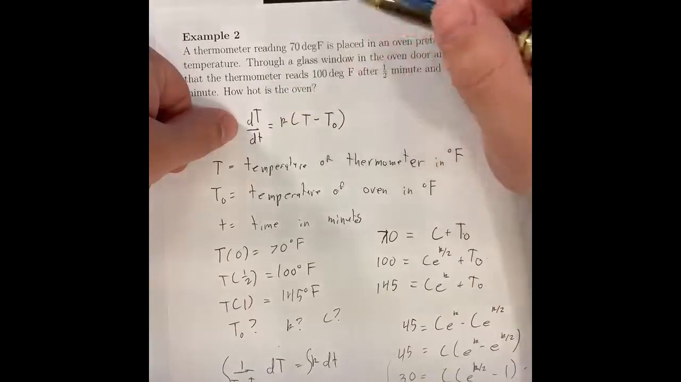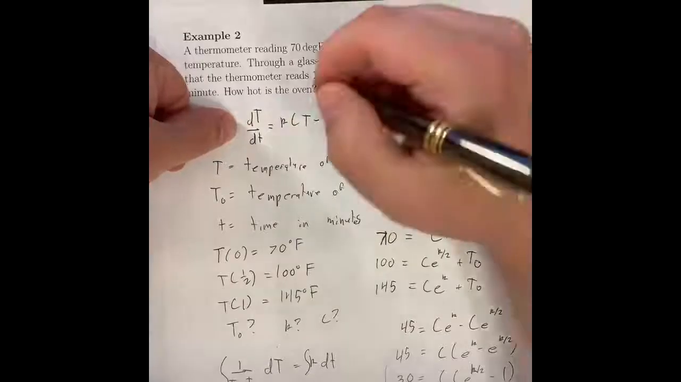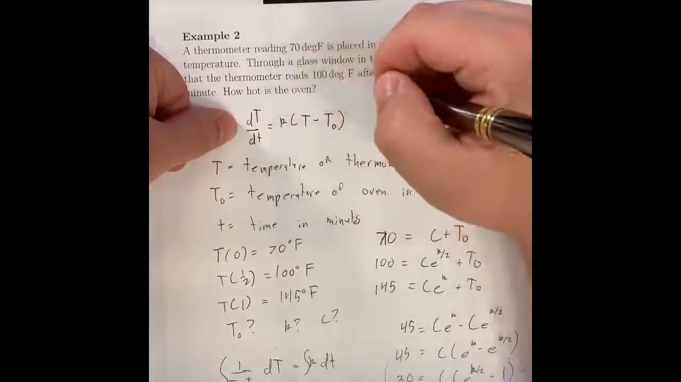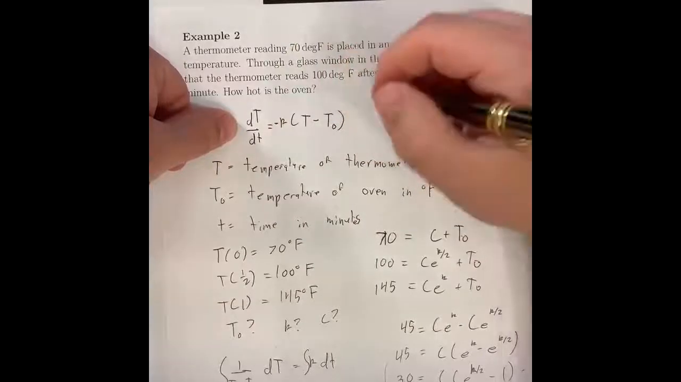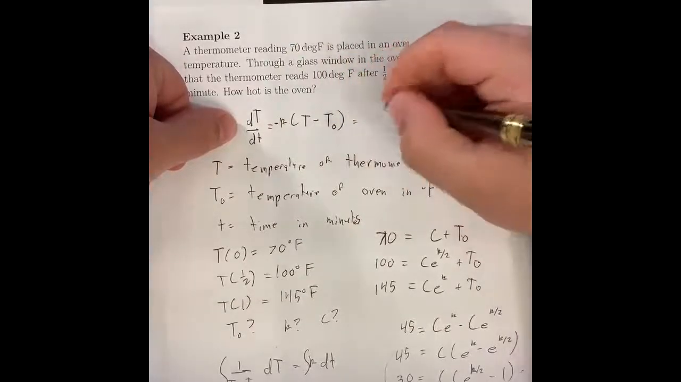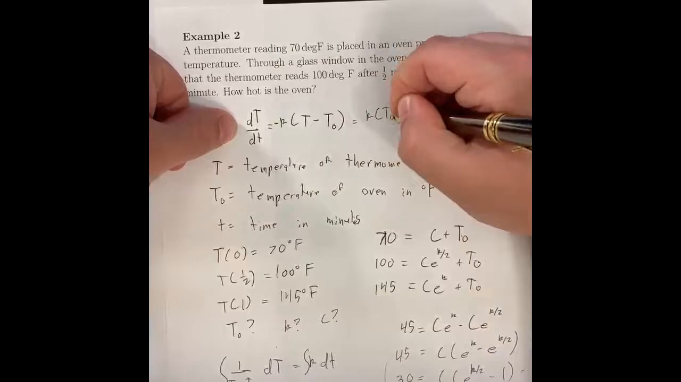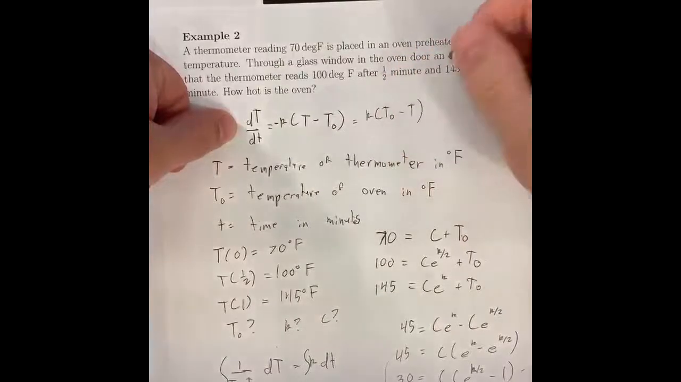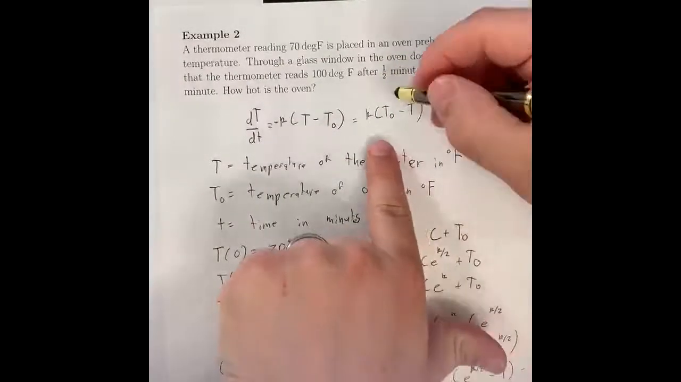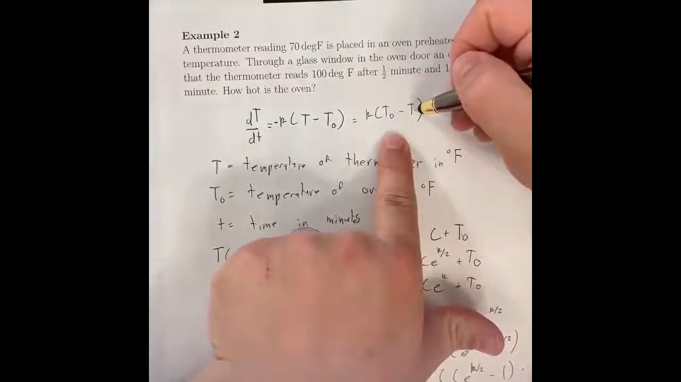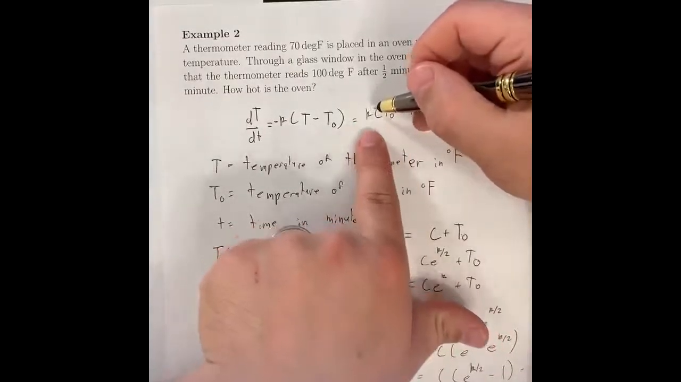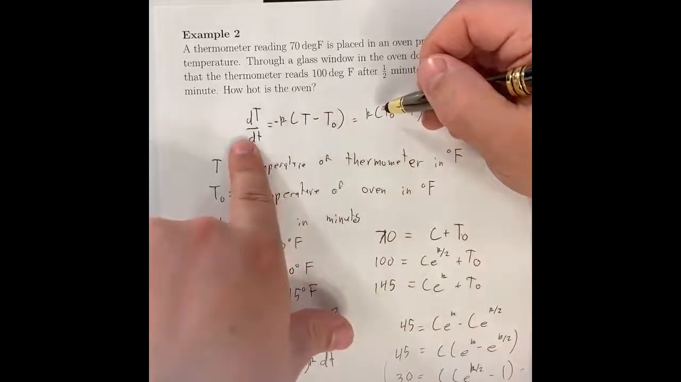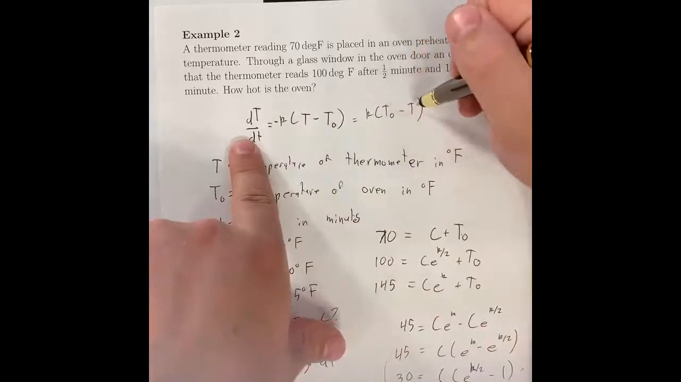So in fact, what I probably should have written is either negative k times t minus t naught, or you write this as k times t naught minus t. Let's imagine that here. If I have a 200-degree oven and I put something colder than that, this will be positive. If k is positive, then we have a positive rate of change, which is what I want if something's colder than the oven.